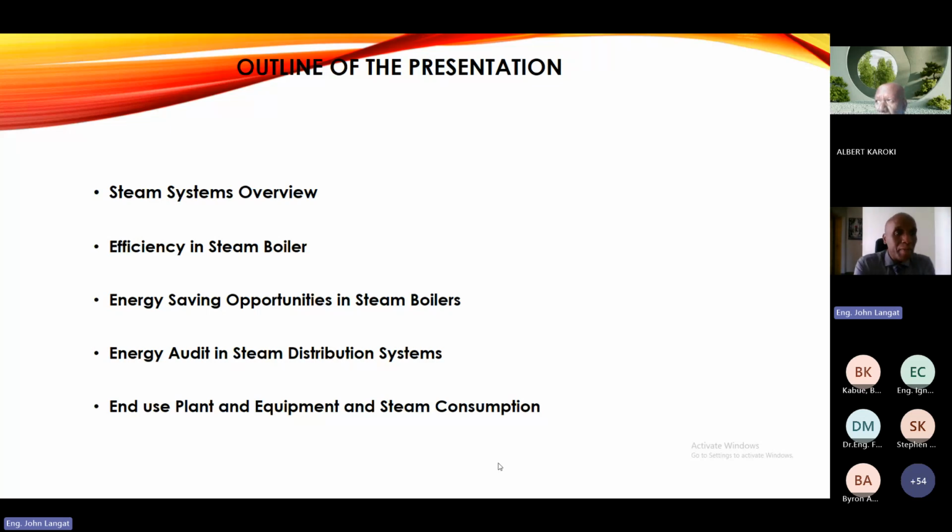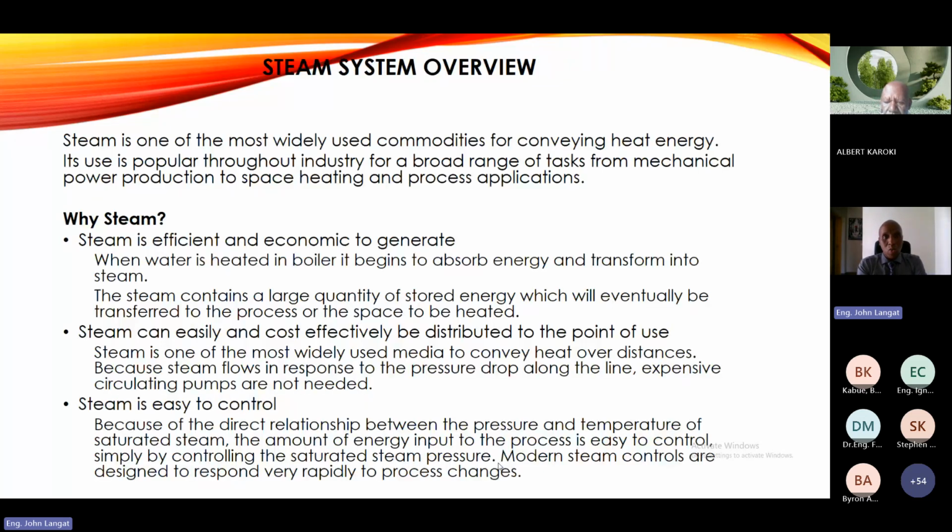So off we start. Steam is one of the most widely used commodities for conveying heat energy, and it's popular throughout industry for a broad range of tasks, ranging from mechanical power production to space heating and process applications. Why is steam utilized? One is that steam is efficient and economic to generate compared to other forms of energy. Steam can easily and cost effectively be distributed to the point of use because it behaves in a gaseous manner.